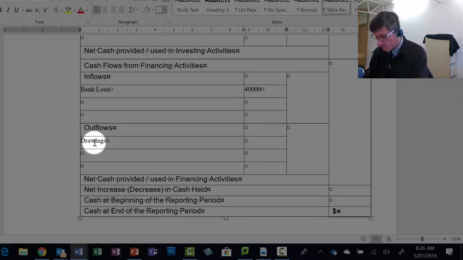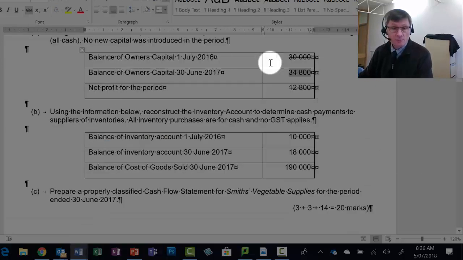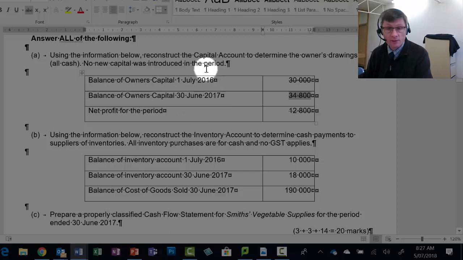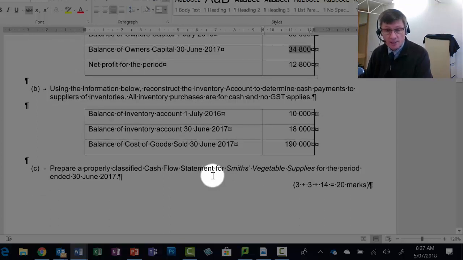Of 8,000. So that was important that we did that. So we've dealt with the capital and identified the drawings. Now, the one other thing we must do is to work out what our cash purchases were.